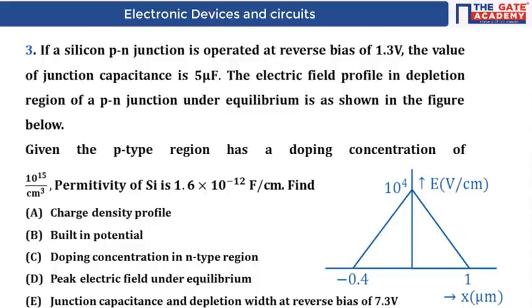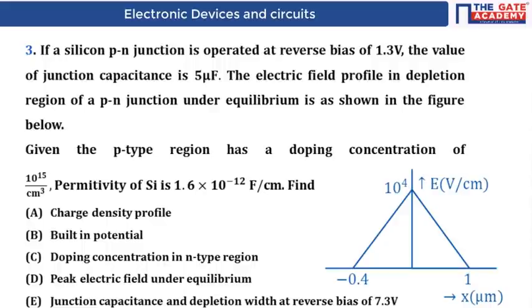Find the values of: the first part of the question is the charge density profile. We have to just draw the charge density profile. Second one is the built-in potential. Third one is the doping concentration in the n-type region. Fourth one is the peak electric field. Fifth one is the junction capacitance and the depletion width at the reverse bias of 7.3 volts.